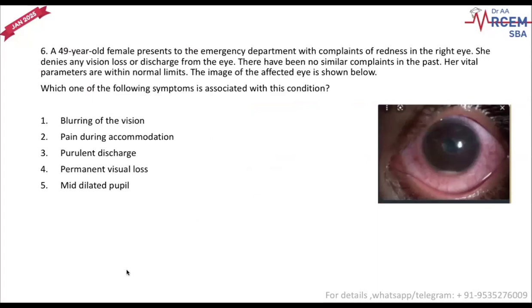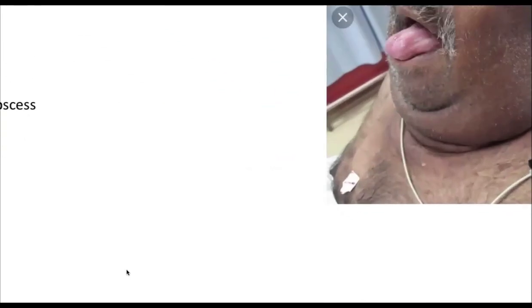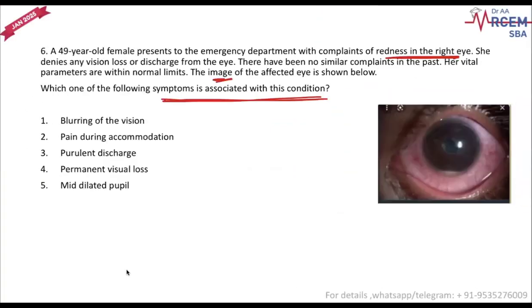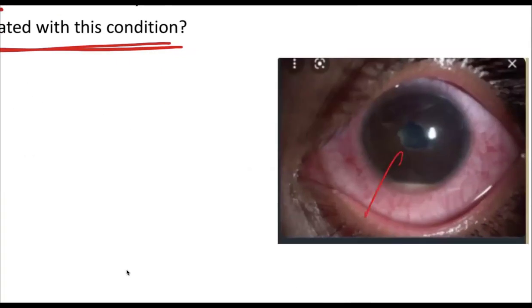The patient has presented to the ED with redness in the eye. She denies any visual loss or any discharge from the eye. No similar complaints in the past. An image has been given. Which of the following symptoms is associated with this condition, they're asking? Let us have a closer look at the image. In the image, you can see the pupil is irregular. It is not completely round. It is irregular like this.